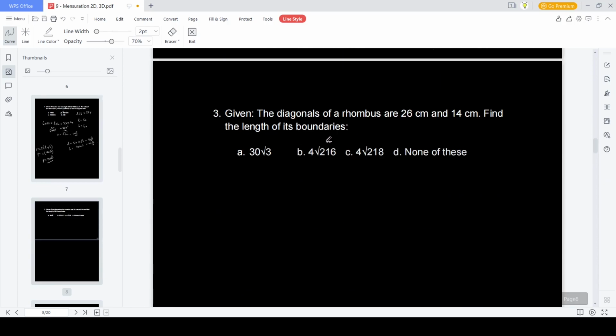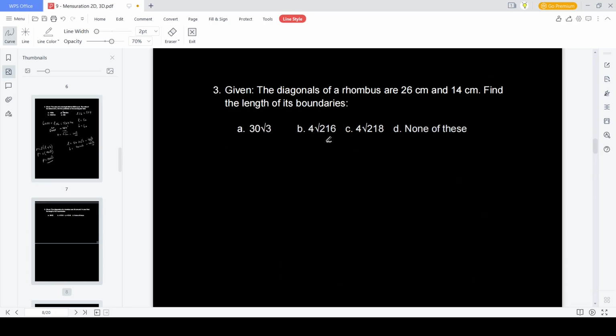Fine. Next question. Given the diagonals of a rhombus are 26 and 14, find the length of its boundaries.